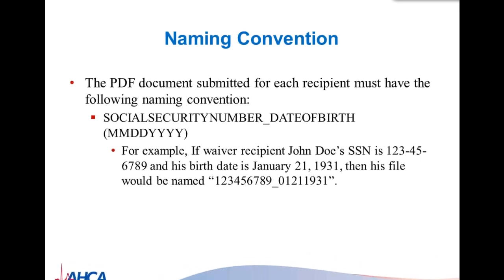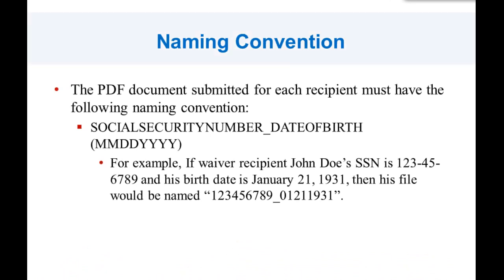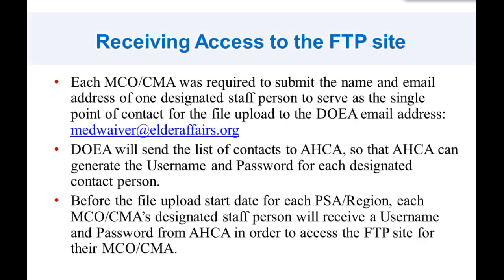The PDF document submitted for each recipient must have the following naming convention: Social Security number, date of birth with 2 digits for the month, 2 digits for the day, and 4 digits for the year. For example, if waiver recipient John Doe's SSN is 123456789 and his birth date is January 21, 1931, then his file would be named 123456789_01211931.